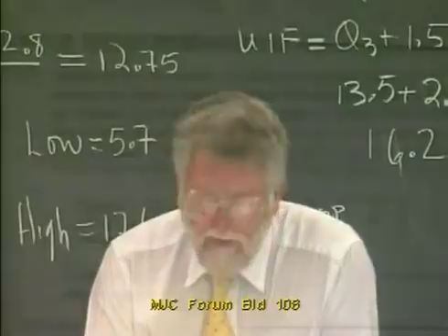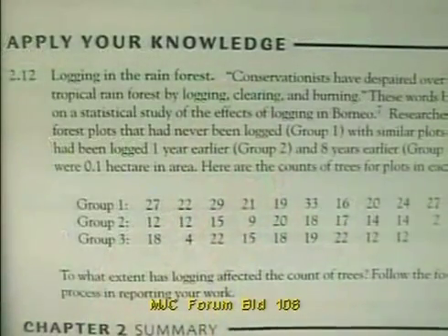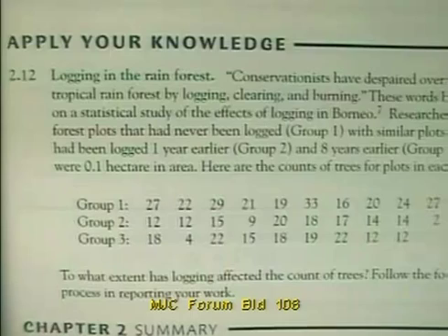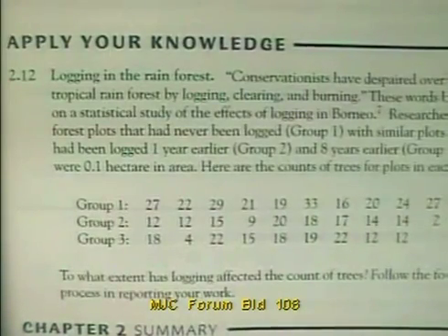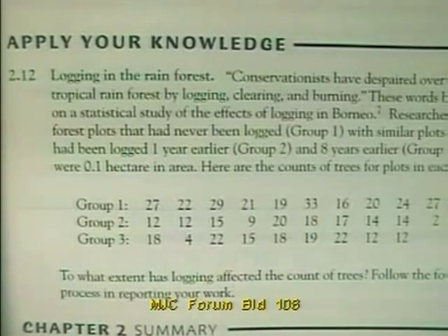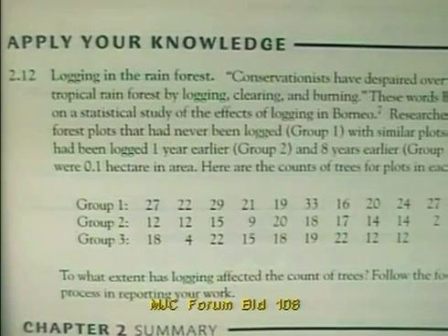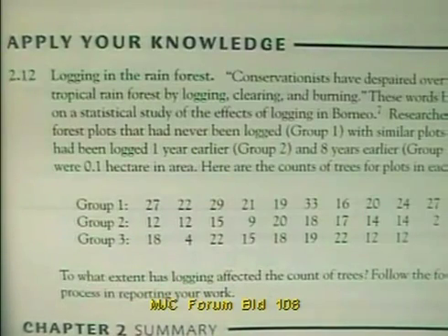And so what we have is researchers take plots of land, and they compared three groups. And what they're doing is asking, if you take one that was logged 1 year earlier, 8 years earlier, and let's see, what do we have? 1 year, 8 years, and that's 3. What is the first group? Never been logged? Okay. So this is virgin forest. And the count we're making is of what? Number of trees for each plot.